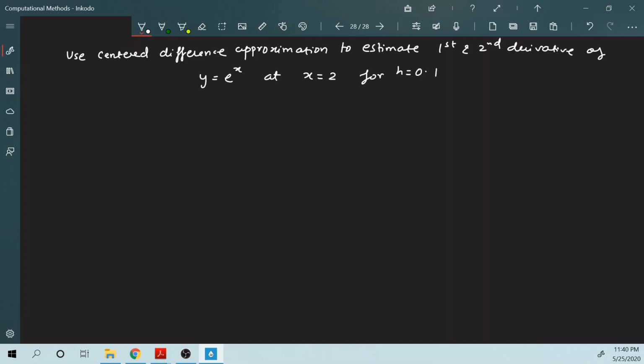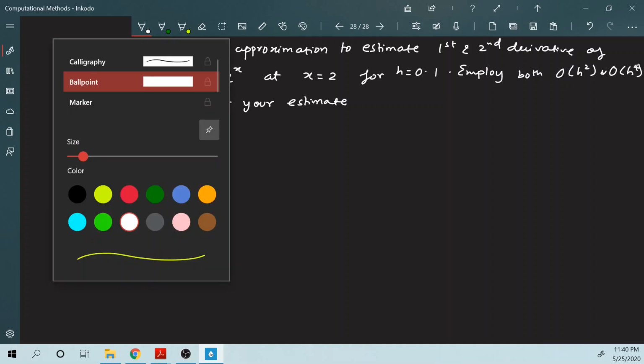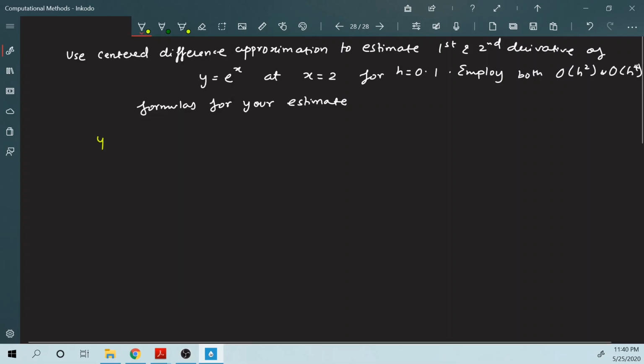and employ both O(h squared) and O(h raised to 4) formulas. Okay, so this is the problem that we are going to solve. So what does the problem say?